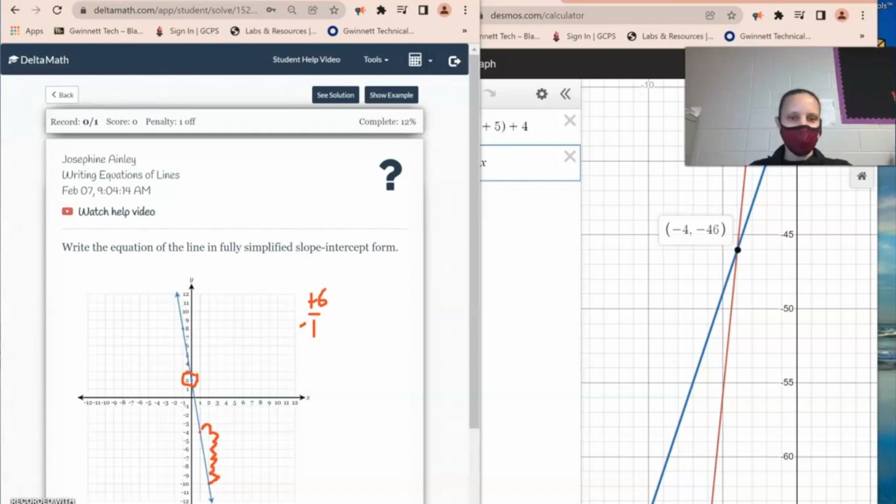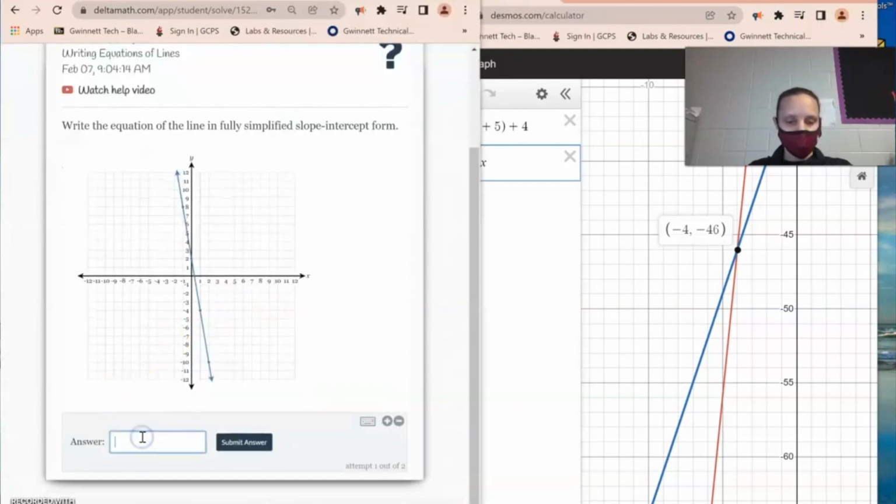Put this in the calculator, press math, enter, enter. You're going to get -6. And it crosses at 2. So this is my slope, and this is my y-intercept. And then all you have to do at that point is just put it into your answer. So y equals my slope, which was -6, x plus my y-intercept, which is 2.